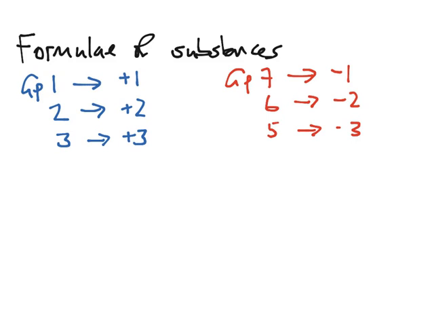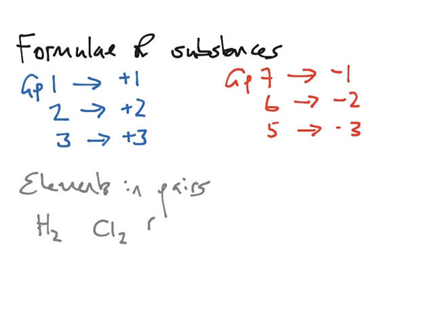The other thing you need to be aware of is the fact that some elements go around in pairs. And the common elements that go around in pairs are hydrogen, so we'd write hydrogen as H2. We've got all the halogens. The common ones are Cl2, Br2 and I2. Additionally, we've got oxygen, which goes around in pairs, and nitrogen, which also goes around in pairs.